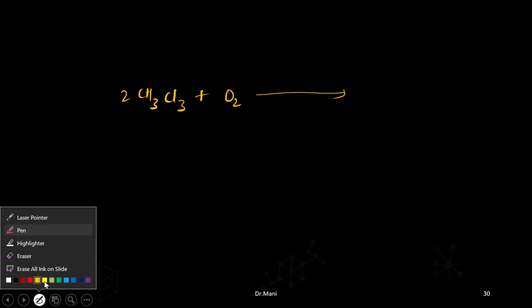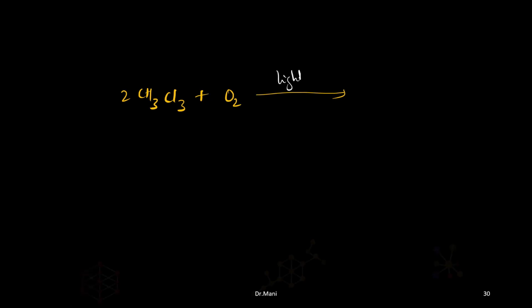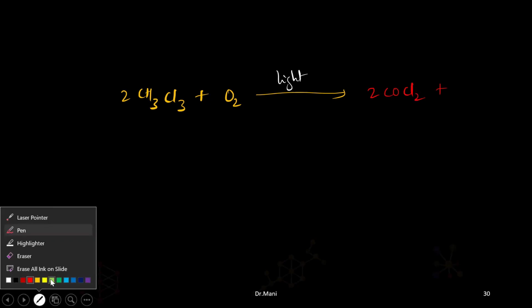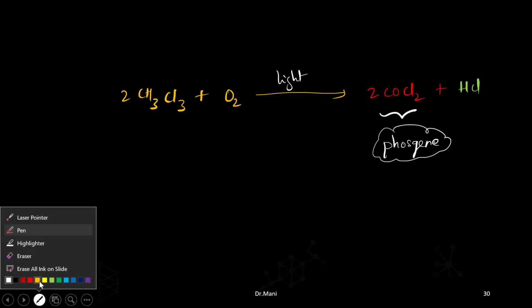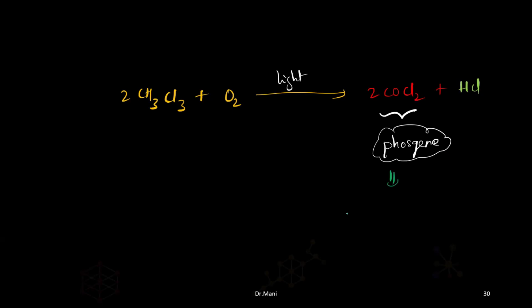So there's a harmful effect of trichloromethane: when you react trichloromethane with the oxygen in the presence of light, it could turn into 2COCl2 plus acid. And this COCl2 is called phosgene. Remember this. This phosgene is a very, very, very poisonous gas.